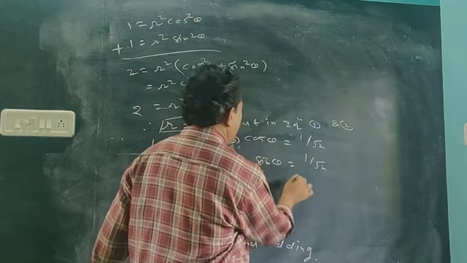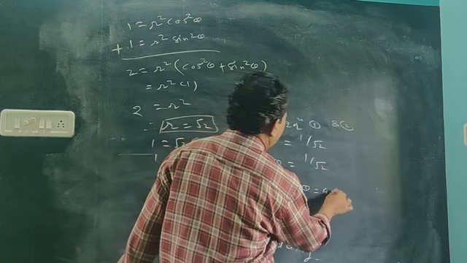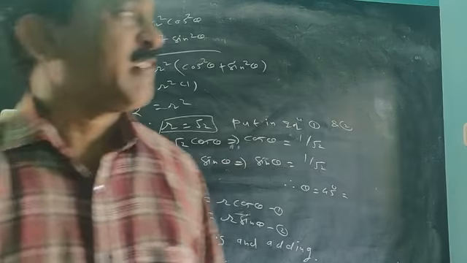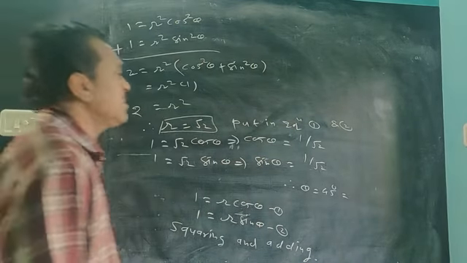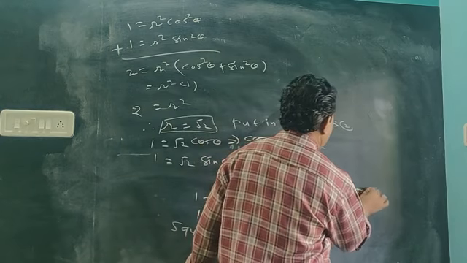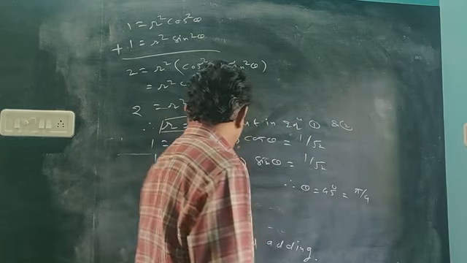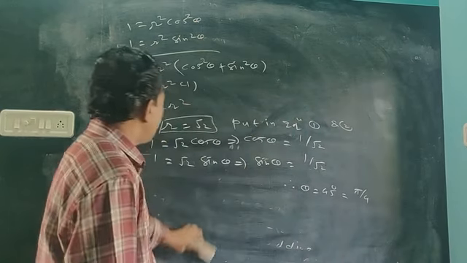So sin and cos both 1 by root 2, where the angle is 45 degree. Only when the angle is 45 are sin and cos equal. 45 means pi upon 4. Okay, so we get the value of r and we get the value of theta also.